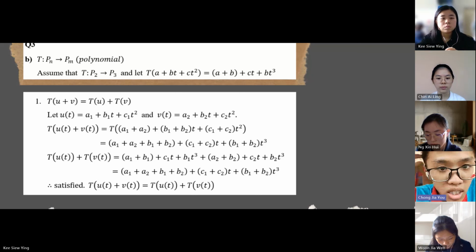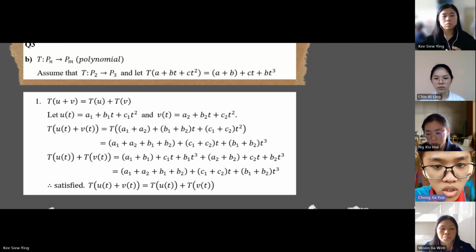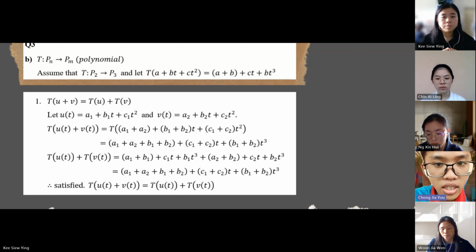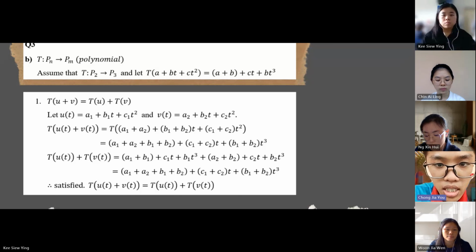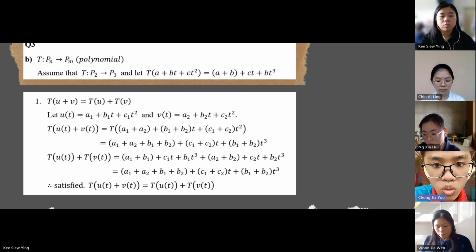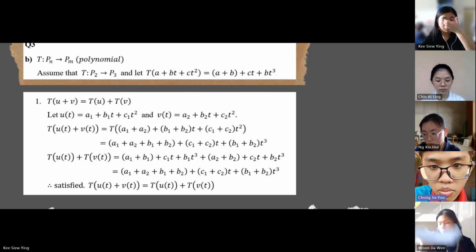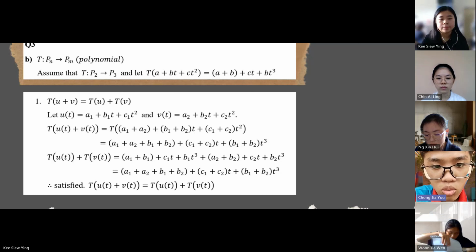Now I will explain the T map from P2 to P3, which is for a polynomial form. First we assume that T maps P2 to P3, and let T(a + bt + ct²) equal a + (b + c)t + bt³. First I will let U(t) become a1 + b1t + c1t², and V(t) become a2 + b2t + c2t². To prove that, we need to assume that U is that equation and V is the a2 equation.